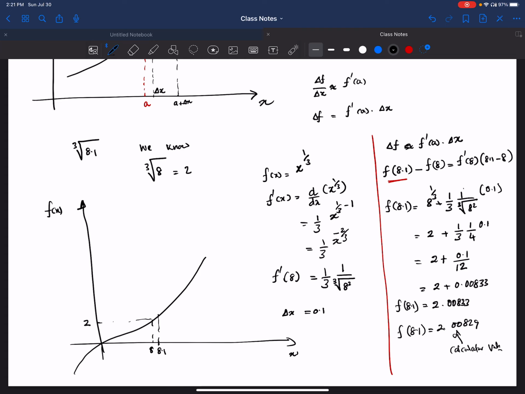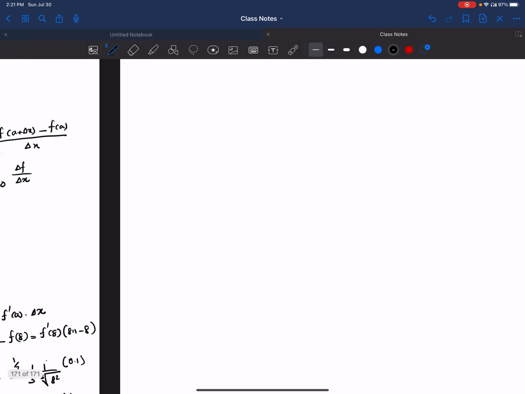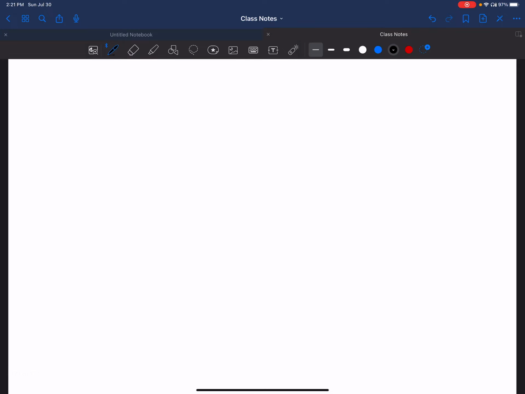So this can be done for any function. All you need to know is that delta f, which is f of a plus delta x minus f of a, is approximately equal to f prime of a times delta x when delta x is very small. So that's the linear approximation.